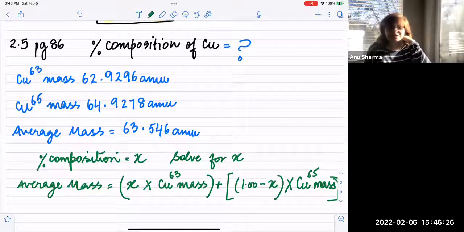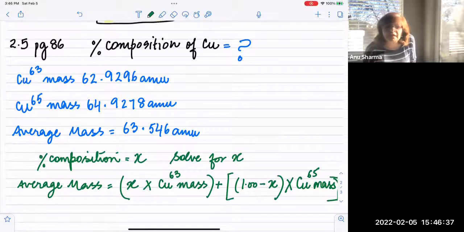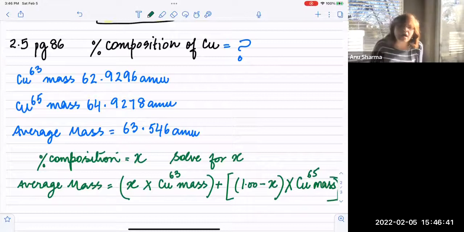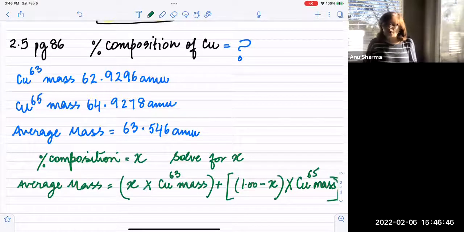The mass of copper-63 is, to be more precise, 62.9296 atomic mass units, and the mass of copper-65 is 64.9278 atomic mass units. Okay, now we are being asked to find the percentage composition of copper. So how do we do that?